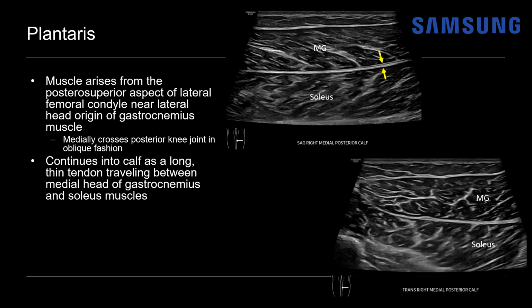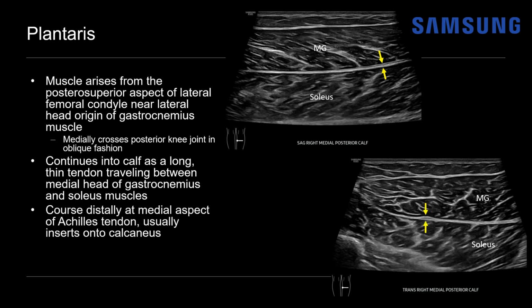If we turn transverse on that, now we're looking at it in short axis. We have the medial gastrocnemius and the soleus muscles. It can be difficult to find, but you can see there is that thin tendon there of the plantaris. It will then course distally at the medial aspect of the Achilles tendon, where it will usually insert onto the calcaneus. The plantaris is actually absent in up to 20% of individuals, which shows that it's of questionable utility.